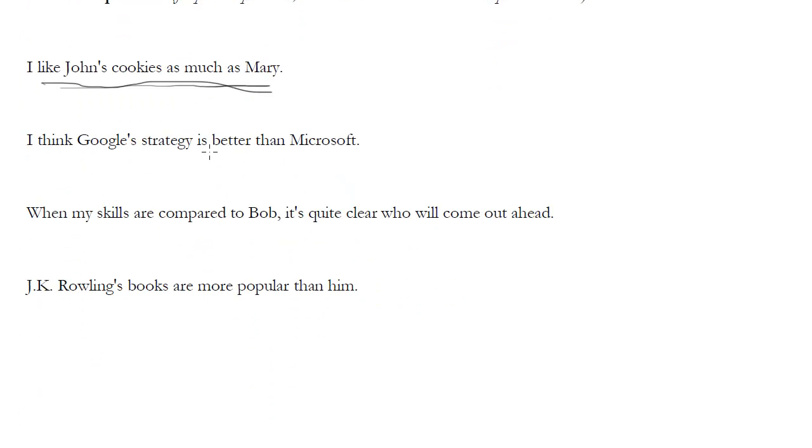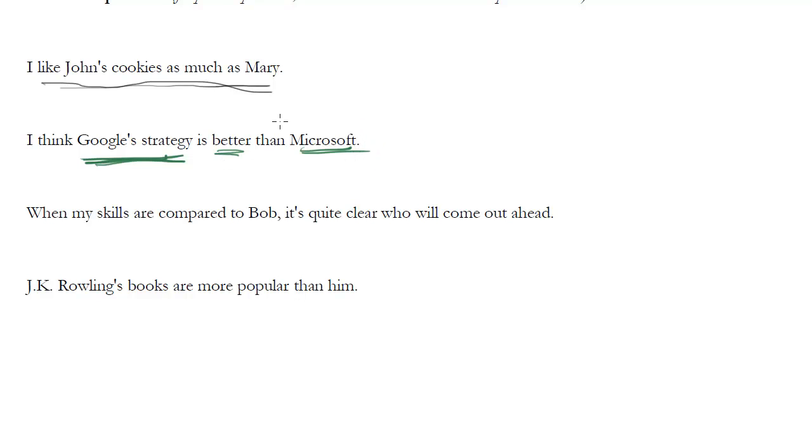Another example. I think Google's strategy is better than Microsoft's. So what are we comparing here? Because we have better, we're comparing two things. I think Google's strategy on the one hand, to Microsoft. Well, no, we can't compare a strategy to a company. So to fix this, we could say Microsoft's strategy. We could even just say is better than Microsoft's, apostrophe S, make it possessive, that's fine.